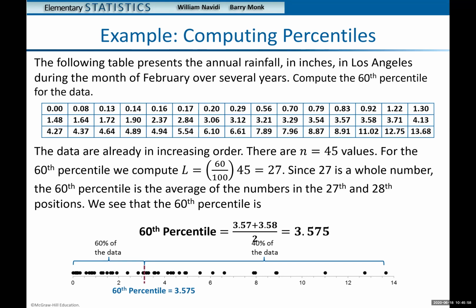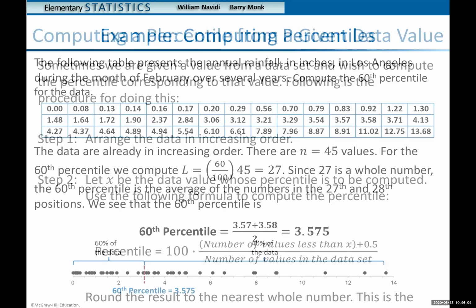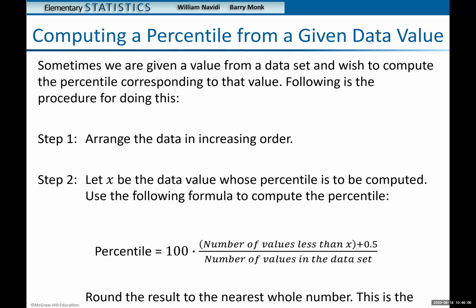All right, computing percentiles. We already have it. Okay, next one, computing a percentile from a given data value. So again, always arrange the data in increasing order.